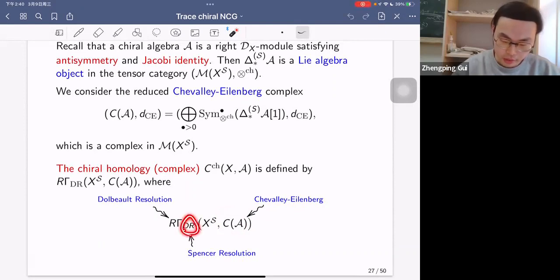And for the de Rham functor here, since this is still a right D module on XS, we can use the Spencer resolution to resolve the D module structure. And finally, we use the Dolbeault resolution to get the derived global sections on these infinite dimensional varieties.